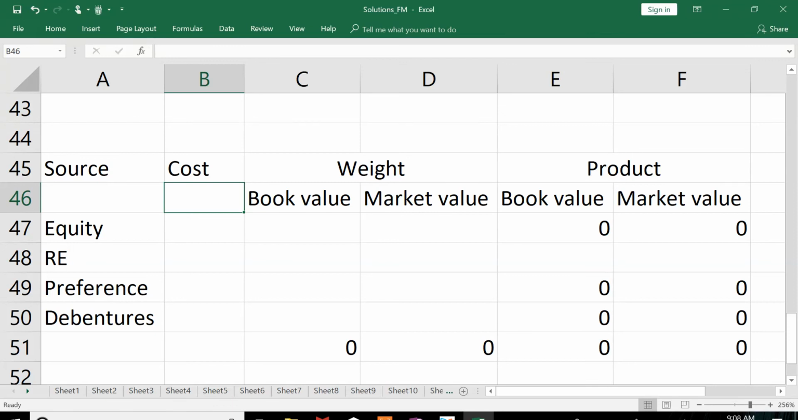What is the cost of equity? 15 point. 12 point. Preference was. Debentures is.